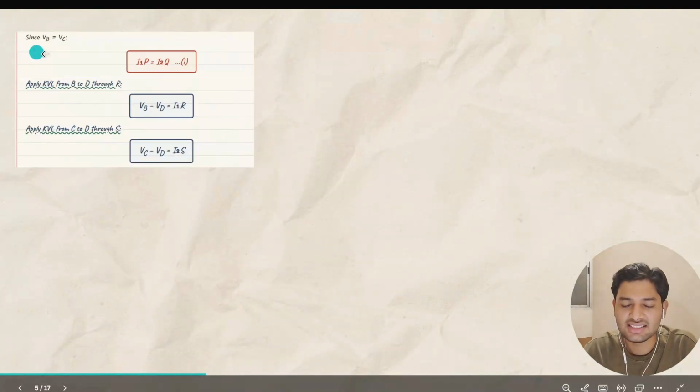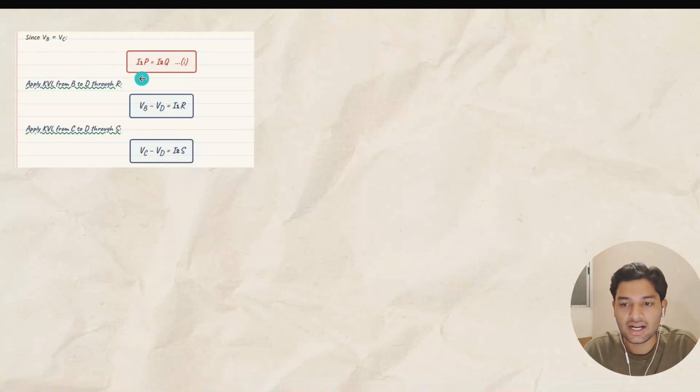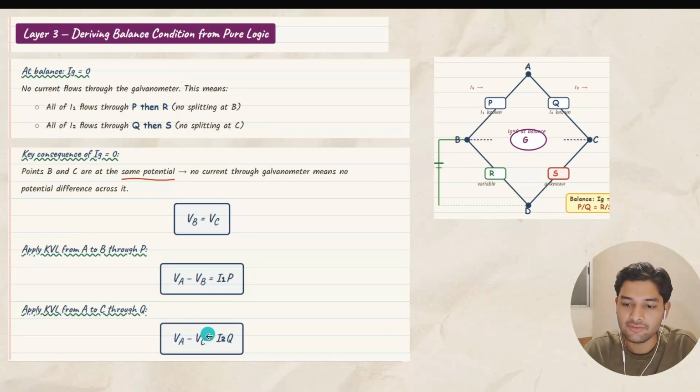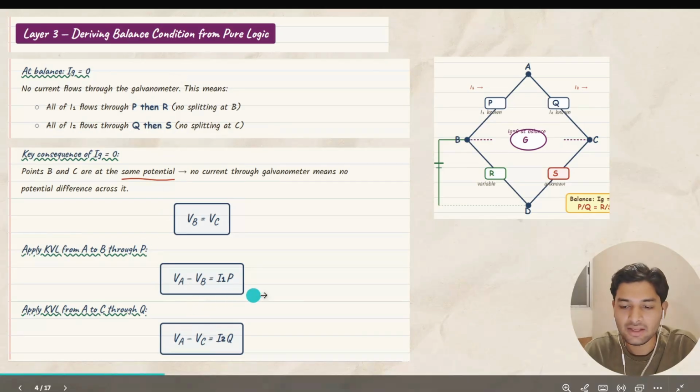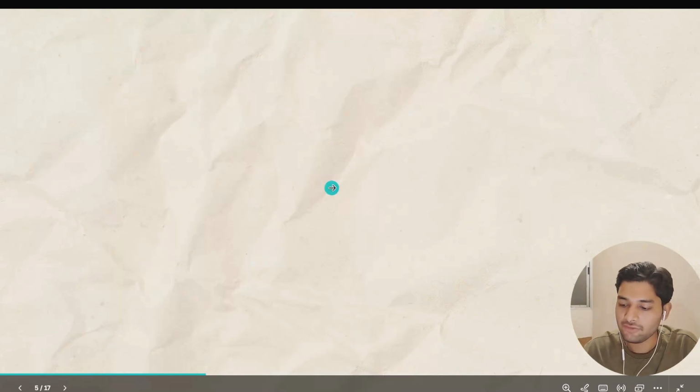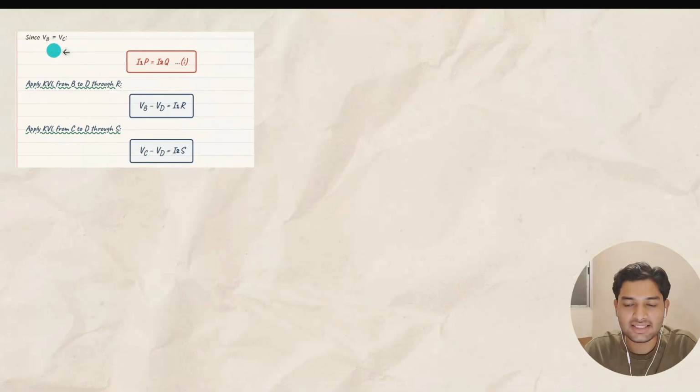Next, since VB is equal to VC, again I1P equals I2Q. If you look at the previous equation, we have VA minus VB equals I1P. Take this as the first equation and VA minus VC equals I2Q as the second equation. The common terms are VA and VA, and VB and VC. So if VB equals VC, then from both equations we have I1P equals I2Q.